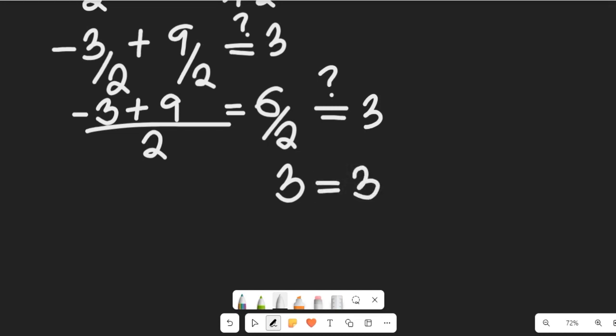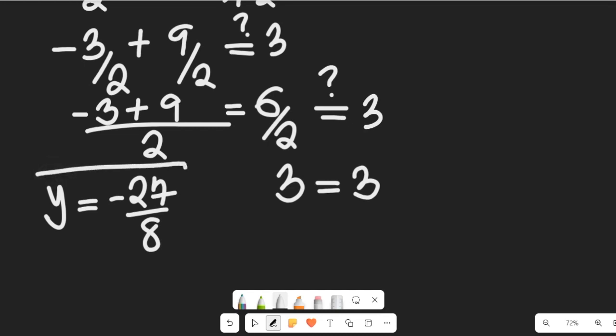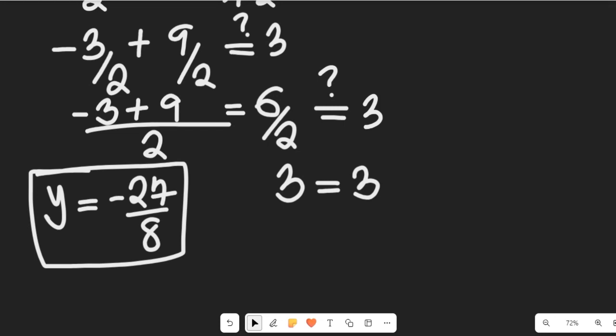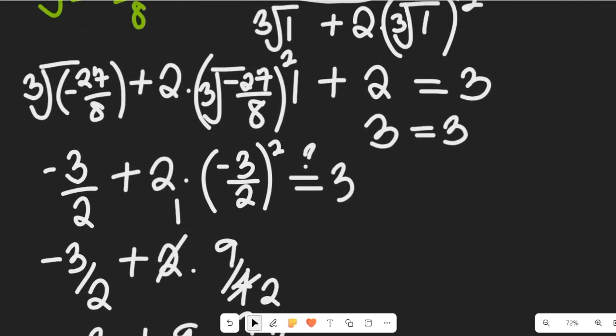And that tells us that y equal to negative 27 divided by 8 is also a solution that satisfies that expression that is given to us up there.